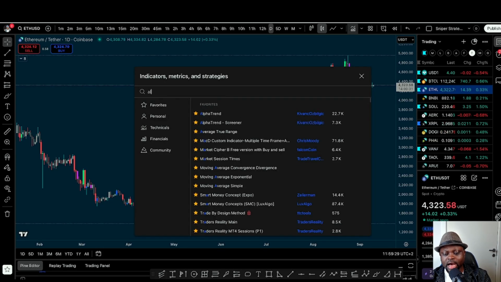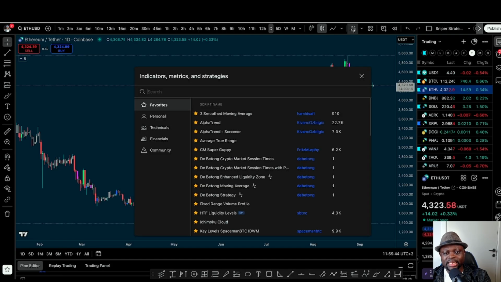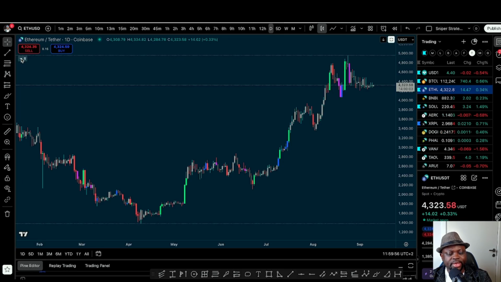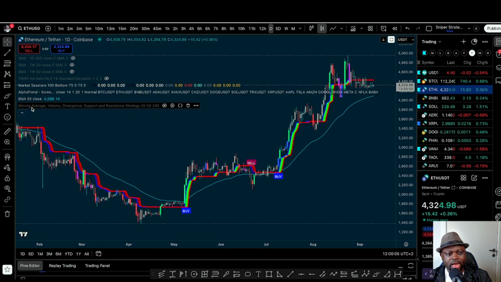So now let me bring in the indicators here. Search for alpha trend, choose the first one, alpha trend. When you choose it, it's going to appear on your screen. I already have it, so I'm not going to click on it. And then search for the EMA. Click on that, the moving average exponential. You can click on it, then you're going to change it to a 50-day moving average. I already have all of them here. I'm going to bring it here, and the alpha trend too. I'm going to bring it to my chart. Now I have the alpha trend.